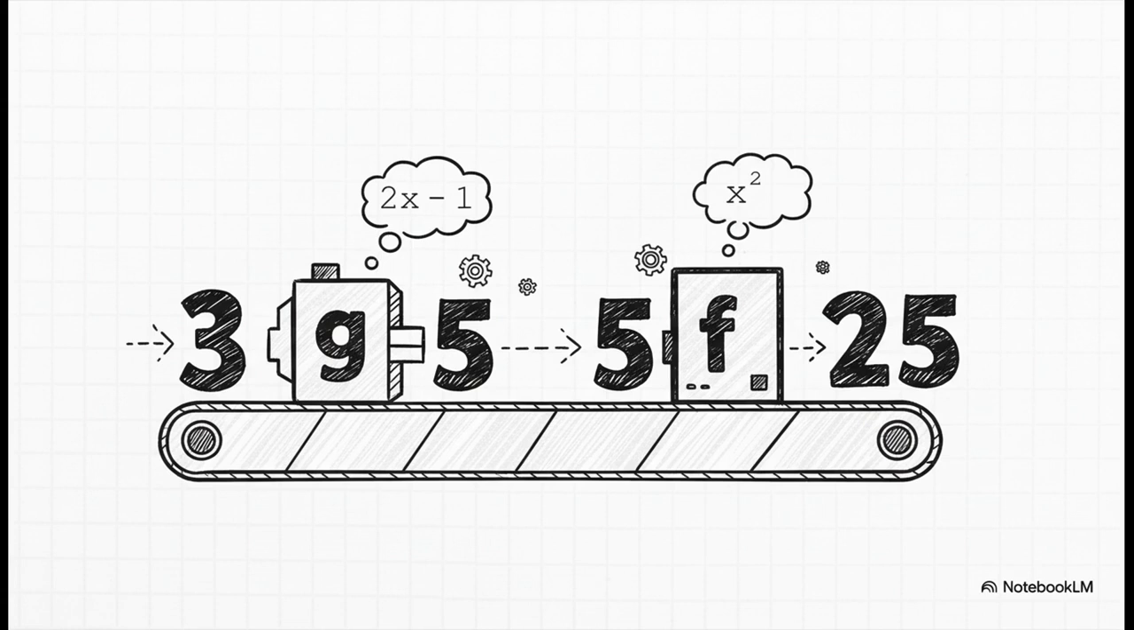First, the number 3 goes into the g machine. 2 times 3 is 6, minus 1 is 5. Okay, so the g machine outputs a 5. That 5 now becomes the input for the f machine. What does f do? It squares things. 5 squared is 25. And there you have it, our final output.